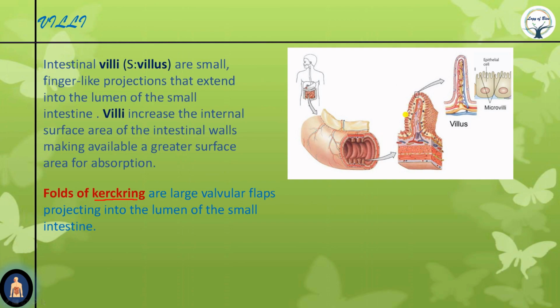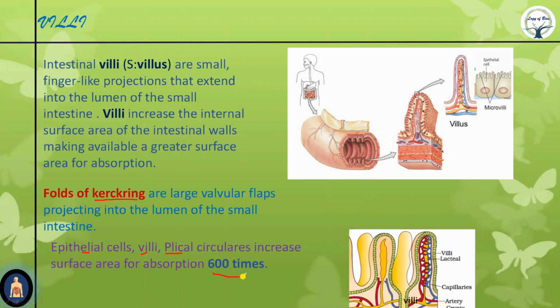And folds of Kerckring have projections known as villi. This is a villus. A villus has epithelial cells covered upon it, and these epithelial cells have tiny projections known as microvilli. So this is the epithelial cells, villi, and plicae circulares. Plicae circulares is another name for folds of Kerckring or valves of Kerckring. They increase the surface area 600 times. Just imagine, 600 times they increase the surface area.